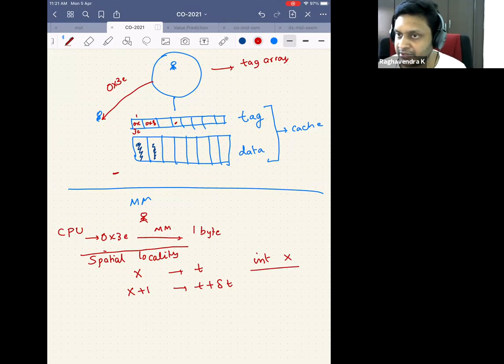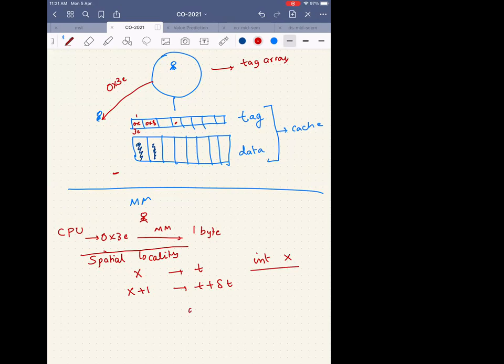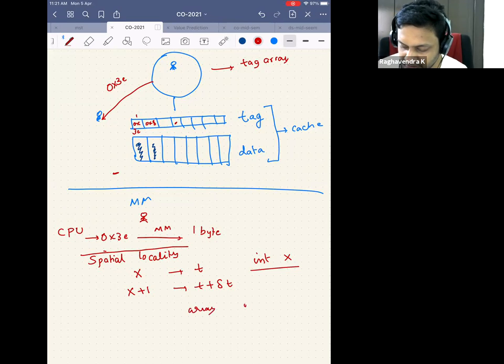There is one more very frequently used data structure that adheres to spatial locality. What is the data structure? Array, right? So if I declare an array, int a of 100, then you are sure that if I access a of 3, there is a very high chance that you will actually access a of 4.